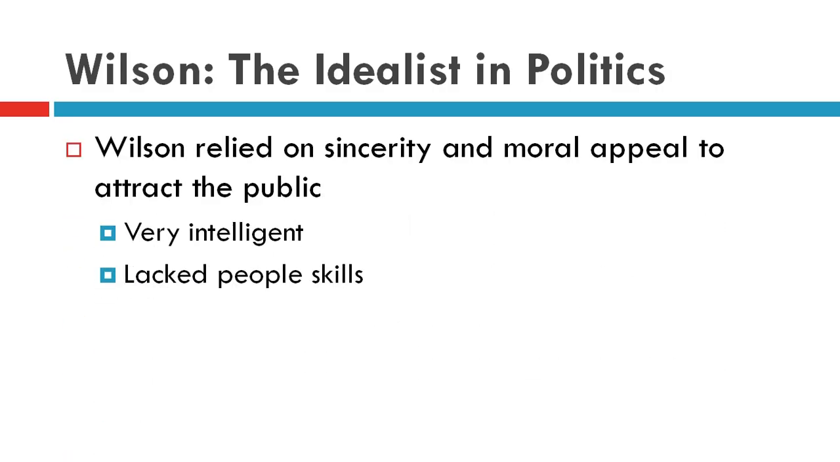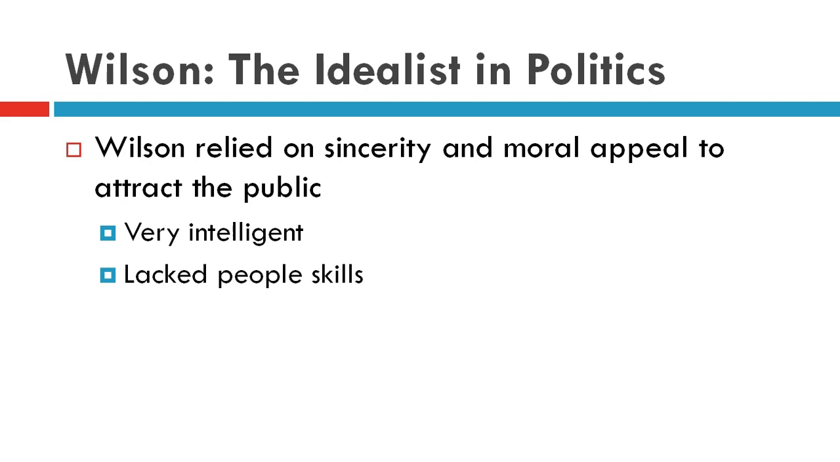Wilson was a scholar. He's the former president of Princeton University, and he gave lectures on government. He also was the former governor of New Jersey. In many cases there, he went above the party bosses' heads and appealed directly to the people. So he is intelligent, and he might be a great person to take charge in this sort of progressive era.